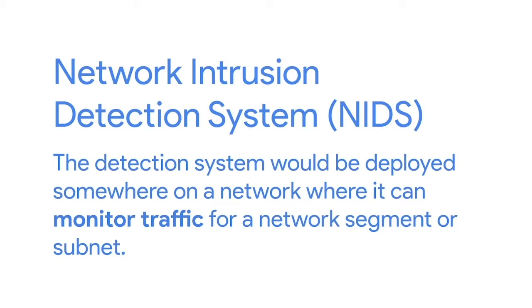In the case of a network intrusion detection system, or NIDS, the detection system would be deployed somewhere on a network where it can monitor traffic for a network segment or subnet. A host-based intrusion detection system would be software deployed on a host that monitors traffic to and from that host only. It might also monitor system files for unauthorized changes.